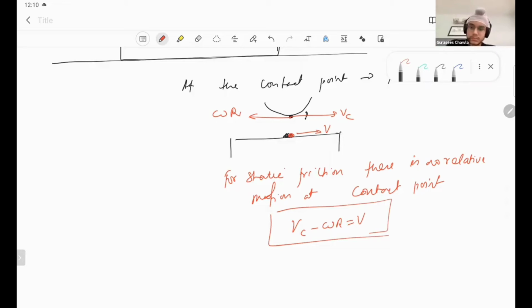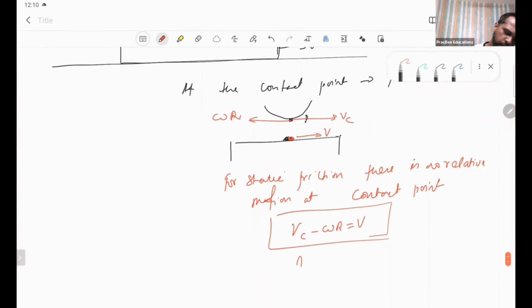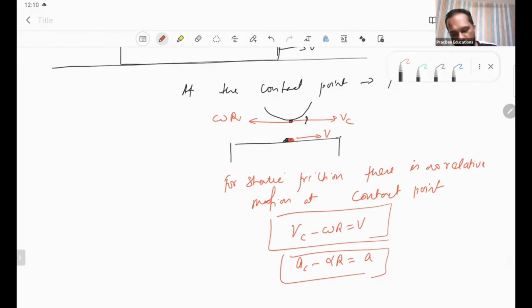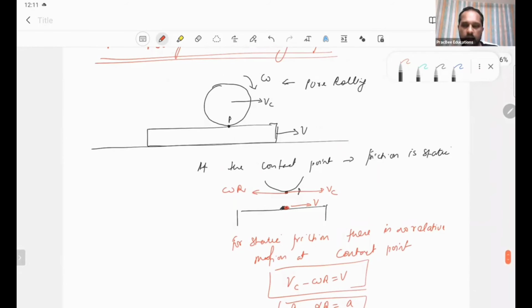Earlier, V was 0, so VC minus omega r is equal to 0. Fine. Or I can also say AC minus alpha r is equal to A. Just differentiate this. But this will be different every time for each situation. I have done this for this situation. There will be different situations.